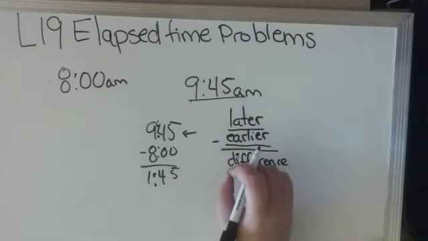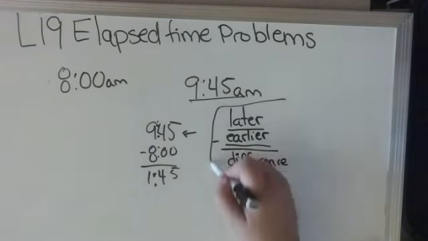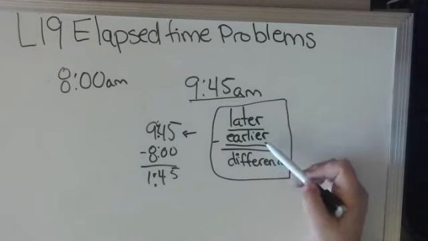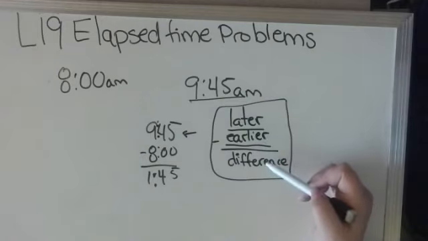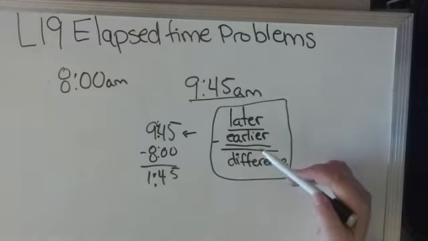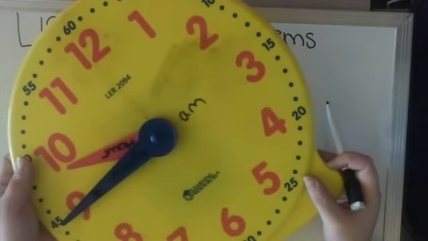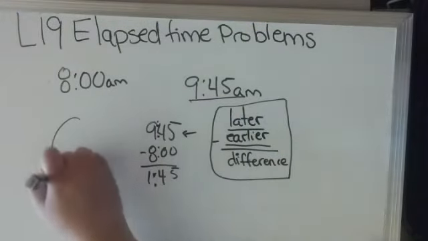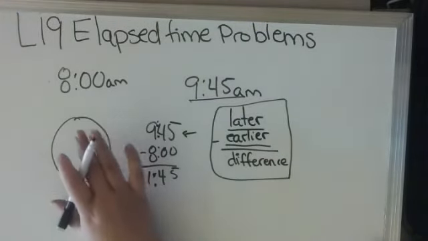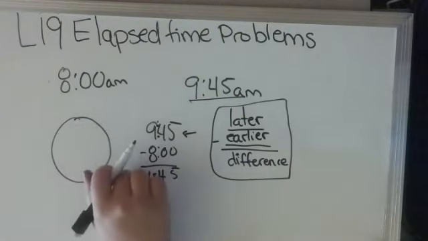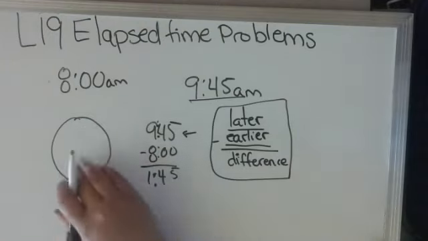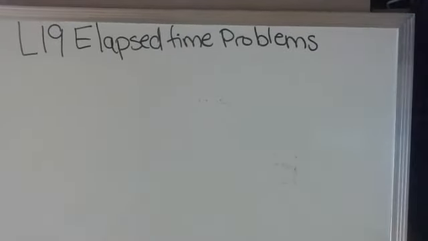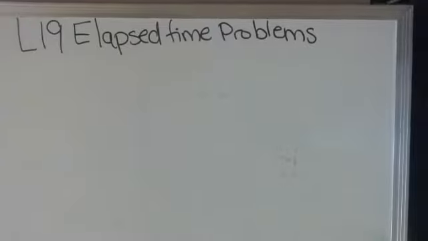So when you're doing elapsed time problems, this is the method you are probably going to be using the most: later time, earlier time, difference. As I said, if this makes you uncomfortable, you can always do it with the big clock in the classroom or a little clock you have at home. You could even draw yourself a little clock if need be. Either way, as long as you're getting the right answer, I don't mind which way you're doing it. So that is Elapsed Time Problems, Lesson 19 for Saxon 4.